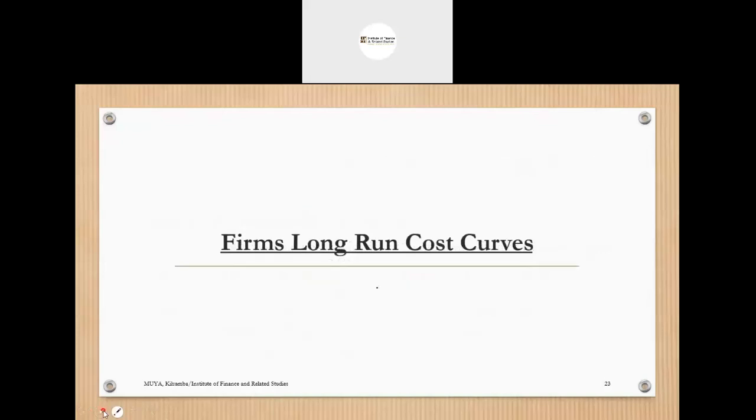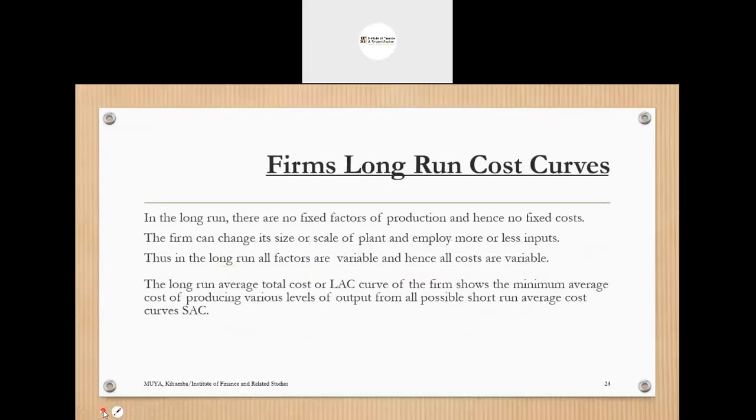Let's look at the long-run cost functions. It is important to note that in the long run, we have no fixed factors of production, and hence no fixed costs. In the short run, we have fixed costs. The firm can change its size or scale of plant and employ more or less inputs. We find that in the long run, all factors are variable, and hence all costs are variable.